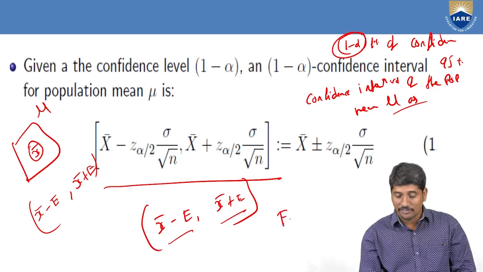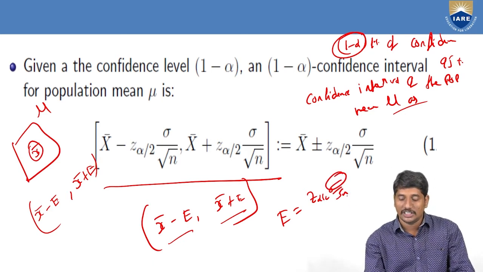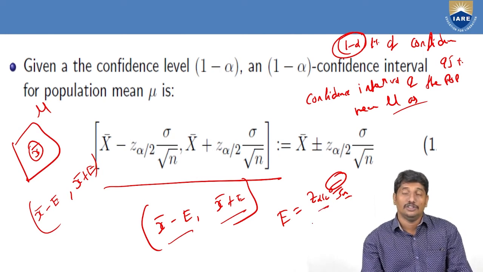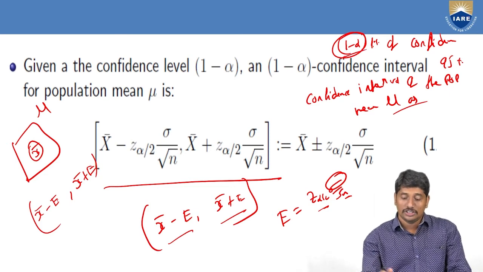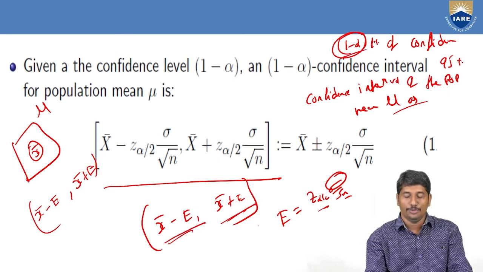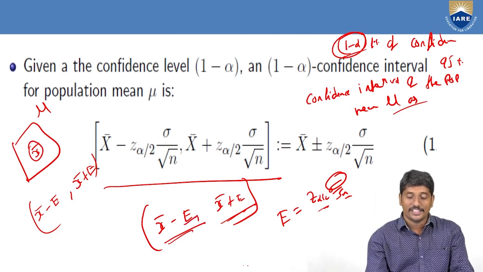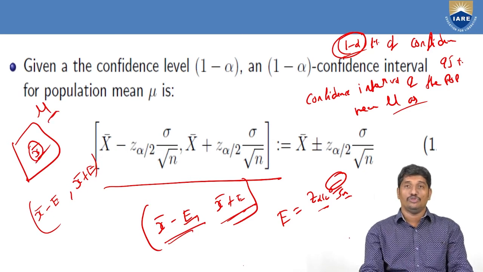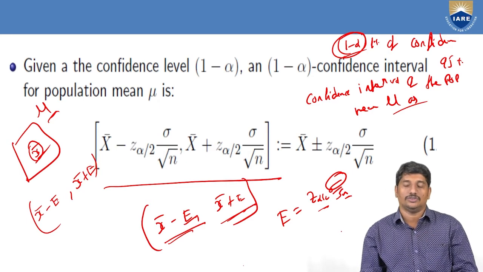Now what is e? For e, we have a specific formula, that is z alpha by 2 sigma by root n. What is sigma? The population standard deviation. What is n? The sample size. And z alpha by 2 is the normal distribution value at 1 minus alpha level of confidence. So this is called the confidence interval of mu around x bar. And this e is called the maximum error between x bar and mu, the maximum possible error between x bar and mu at the given sample size and at the given level of confidence.